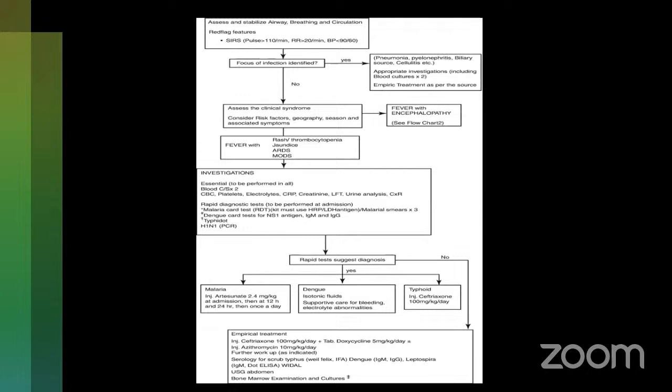In case the RDTs do not suggest any of the three infections, then we need to continue with the empirical treatment consisting of ceftriaxone and azithromycin, and then do further workup, send the serology for scrub typhus, leptospirosis, and also do other investigations like USG abdomen and bone marrow examination.